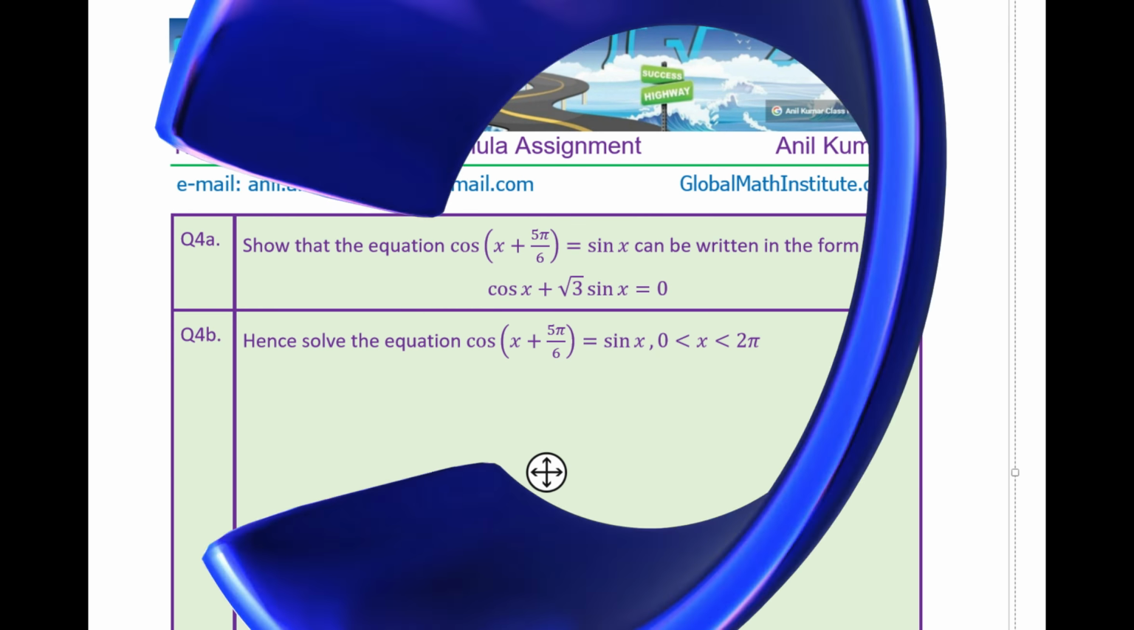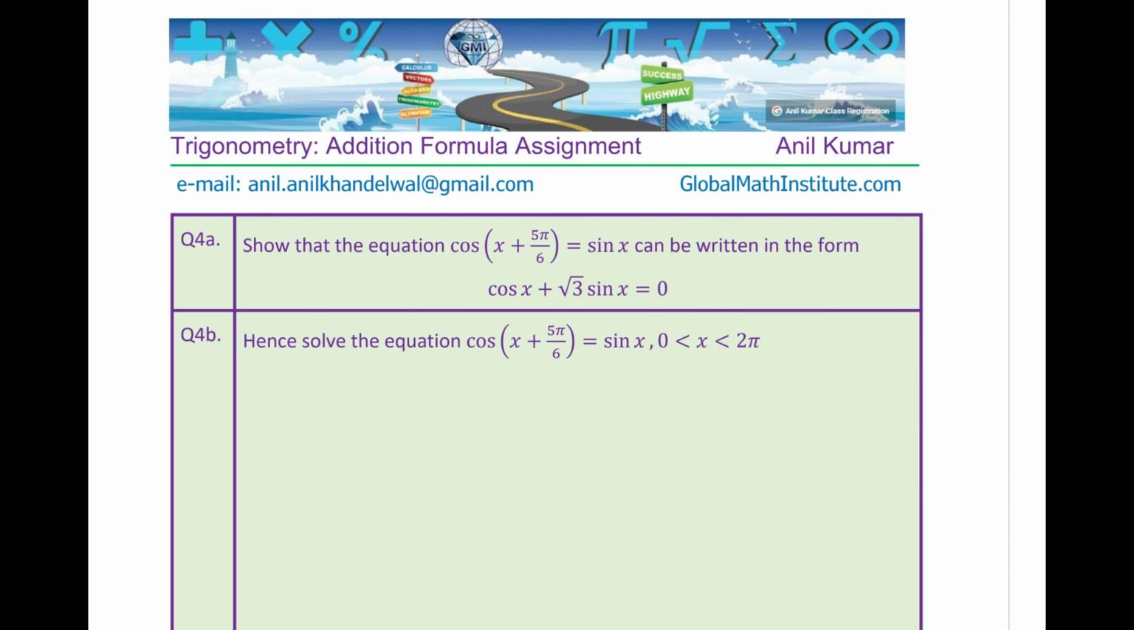Now let's look into the last part of it, and that is, once we have shown this, we need to now solve this given equation within the domain 0 to 2 pi. Correct? So we can now write the expression given to us as cos x plus square root 3 sin x equals 0. And we can solve it within 0 to 2 pi. So we'll work on cos x plus square root 3 sin x equals 0.